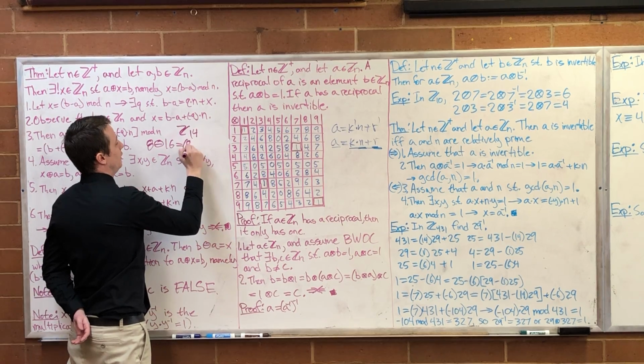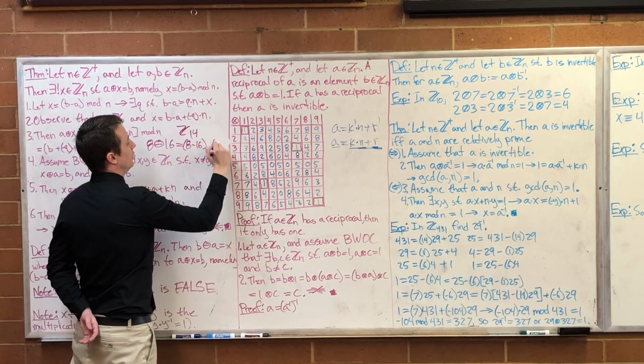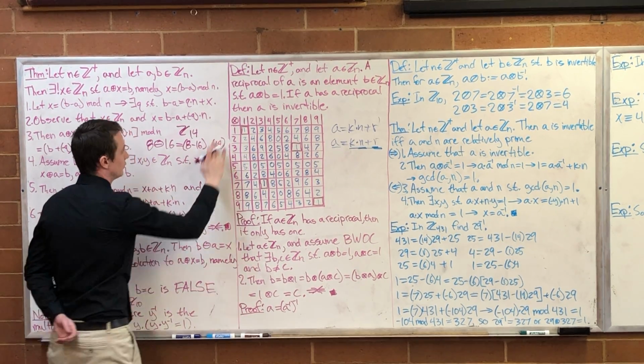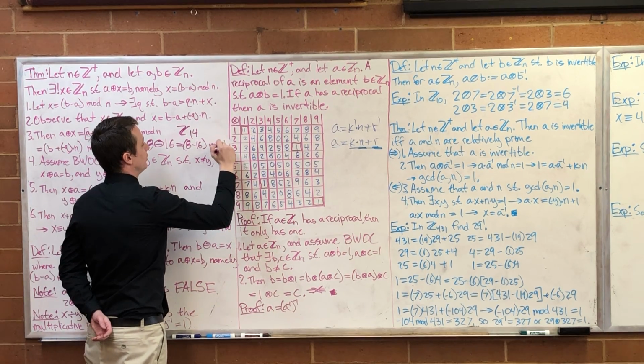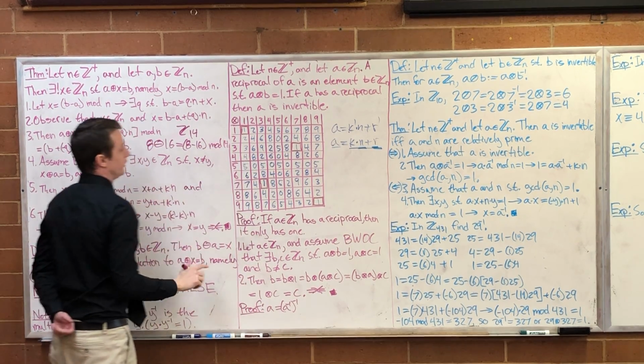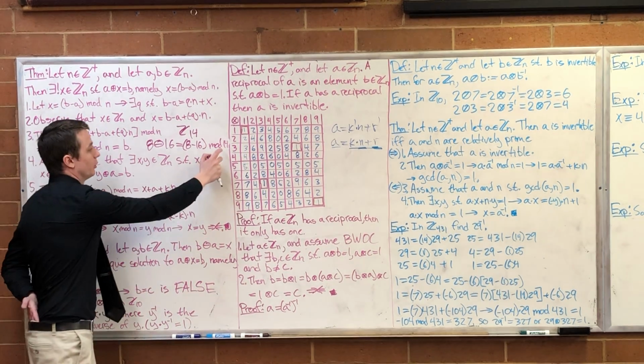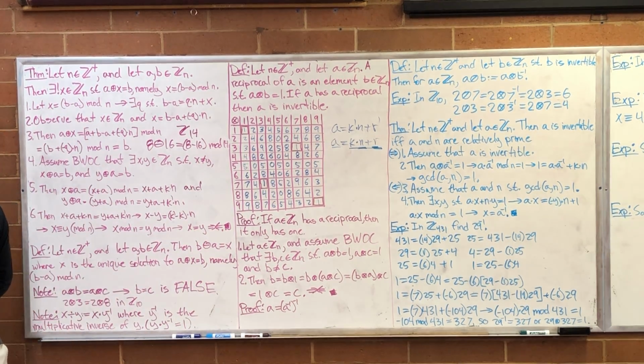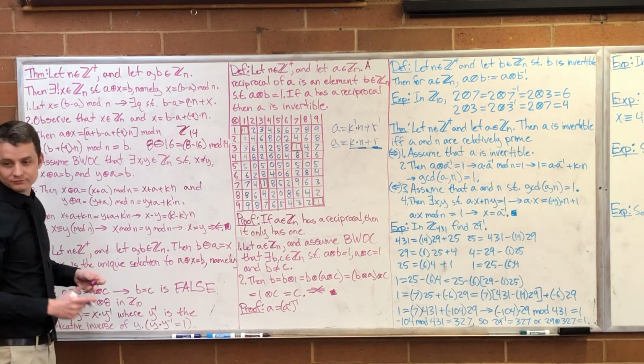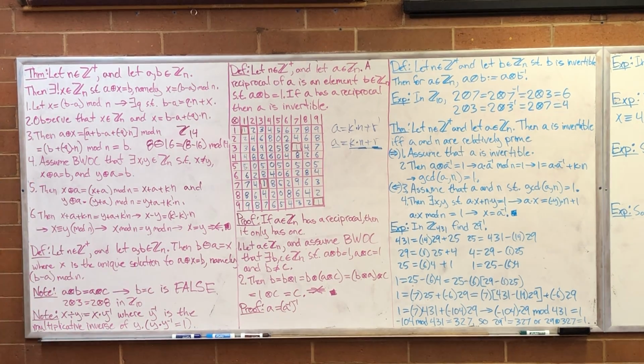So 8 minus 16 mod 14. Sorry, mod 14. What's 8 minus 16? Negative 8 mod 14. So that's just 6. Okay. Think you got it? Ready to move on? Okay. So that's our definition of subtraction.